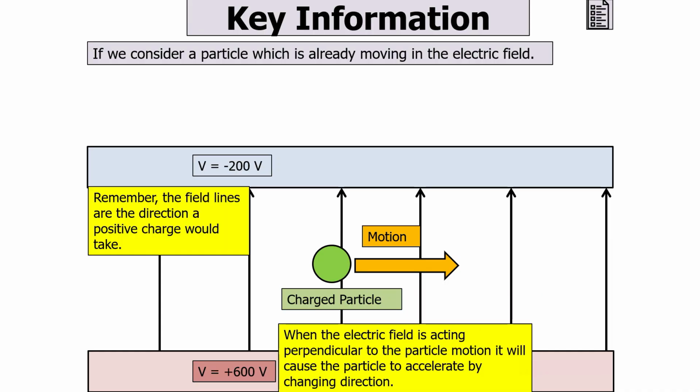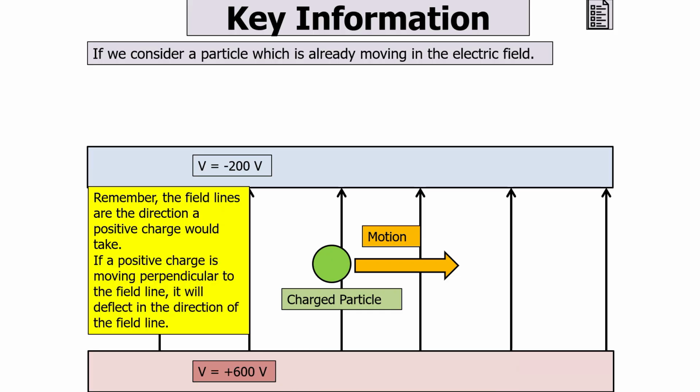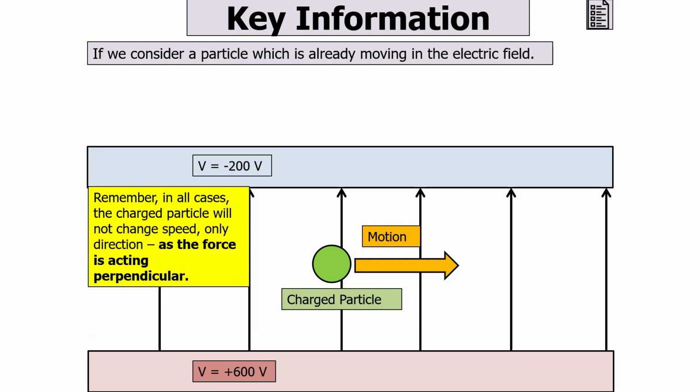Now once again, remember the field lines are the direction a positive charge would take. So if a positive charge is moving perpendicular to the field line, it will deflect in the direction of the field line. If a negative charge is moving perpendicular to the field line, it will deflect in the opposite direction to the field line. Remember, in all cases, the charged particle will not change speed but only change direction, as the force is acting perpendicular to the motion.